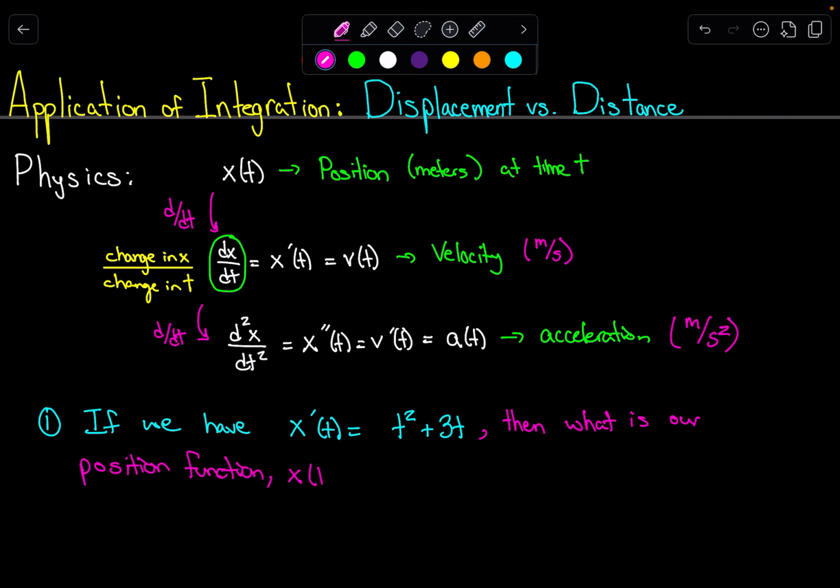x of t? Okay. And in case this is confusing, remember that x is just the name of the function. I could have called this anything. We could have written Bob of t or whatever, but x of t is very common, just like y of x is very common. So this is the question: what is our position function x of t? And the way that we can go about doing this is we're going to integrate. We're going to integrate the function t squared plus 3t with respect to what variable? Well, with respect to t, of course.